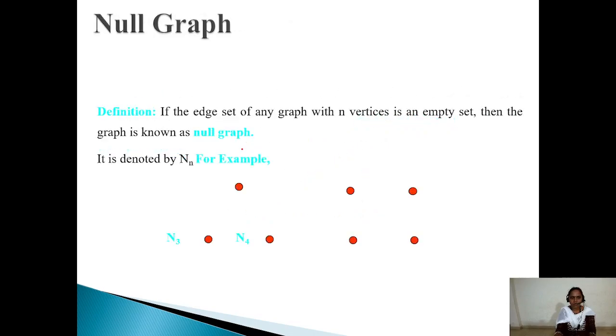What is a null graph? Simply, a null graph has no vertices and no edges connected to the graph. This is the null graph. Definition: if the edge set of any graph with n vertices is an empty set, then the graph is known as a null graph. See, this is one null graph. Here, no edges are connected to the vertices. This is the null graph. See, the null graph is over.